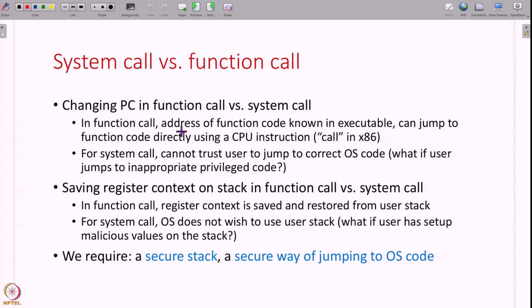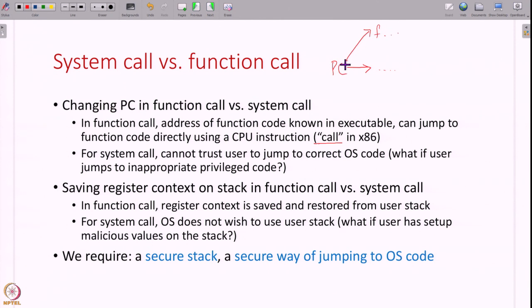In a function call, the address of the function code is known in the executable and you can directly jump to the function code. So there is a CPU instruction, for example, it is called the call instruction in x86. What this call instruction does is, your program counter is pointing to some instruction here and it will update the program counter to point to the function code, right. In an executable, you know where the function code is located, at which address, you can easily jump to it, right. You can save the old value of the program counter and set a new value for the program counter to start executing function code, okay. So this is easy to do. There is a CPU instruction for it also.